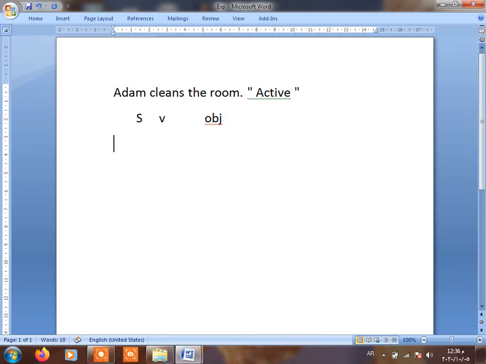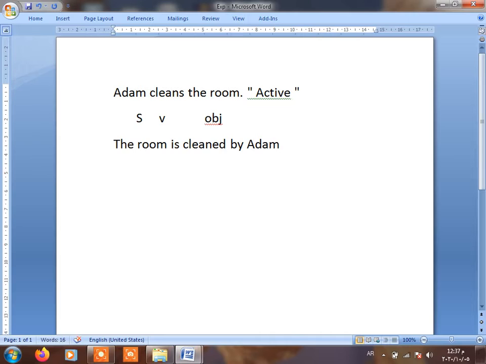So if I want to change this sentence into the passive voice, I have to start my sentence with the object, which is the room. So this is the first step. The first step is to start with the object, and then I have to check the sentence tense. Is it present simple or past simple? Here the sentence is in the present simple because the verb is cleans and it ends with s. So if the sentence is in the present simple, I have to put am or is or are after the object. So the room is, and then I have to write the verb in the past participle.